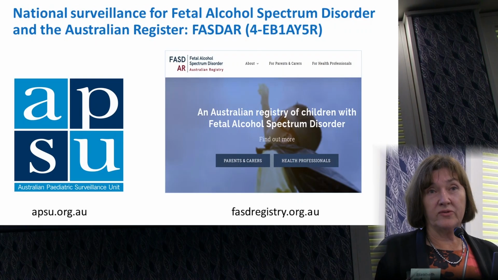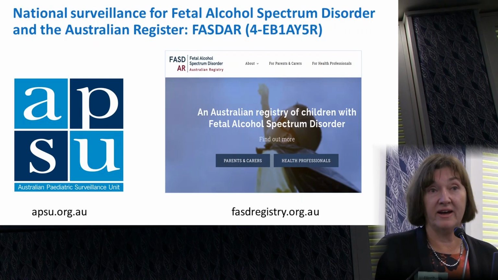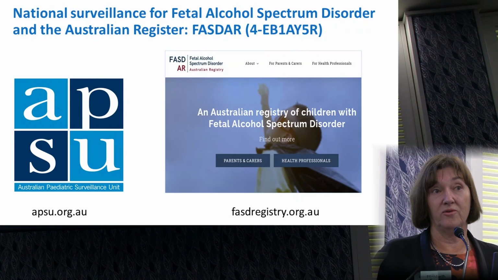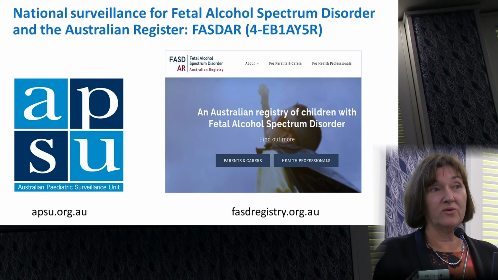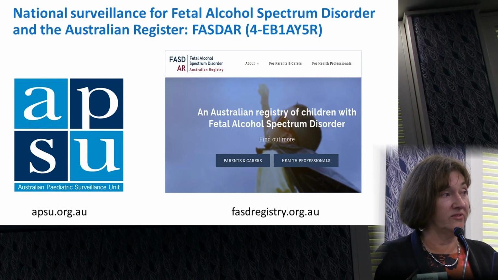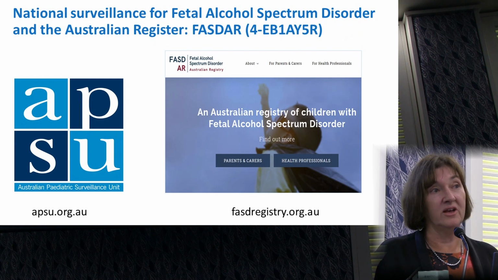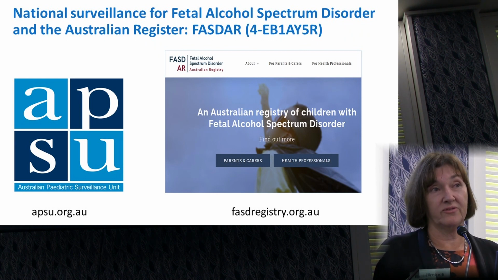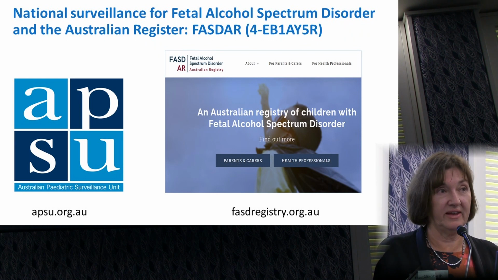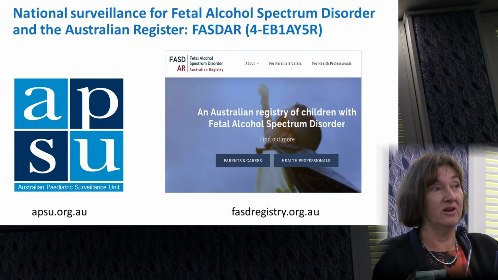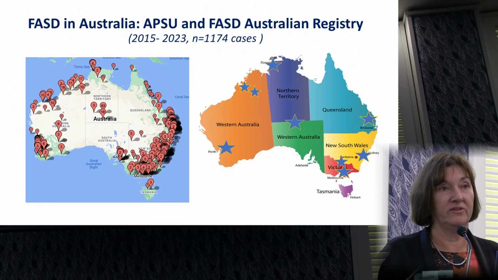Now, in Australia, we're also lucky to have a national surveillance system for paediatric disorders called the Australian Paediatric Surveillance Unit, and we've been using that for some years, where we ask paediatricians every month to report any case that they see newly diagnosed with fetal alcohol spectrum disorder. So this is new cases, not prevalent or total cases in the community.